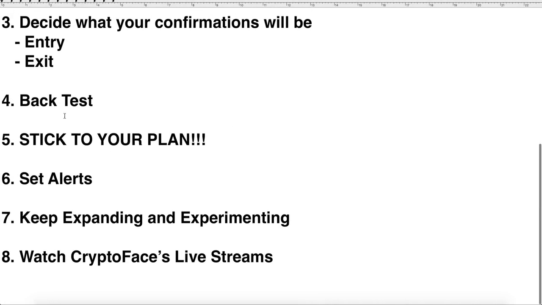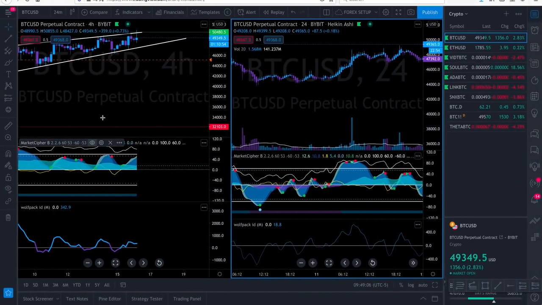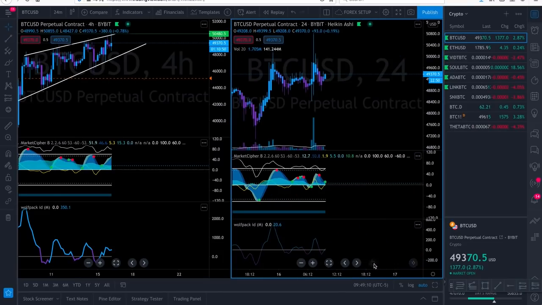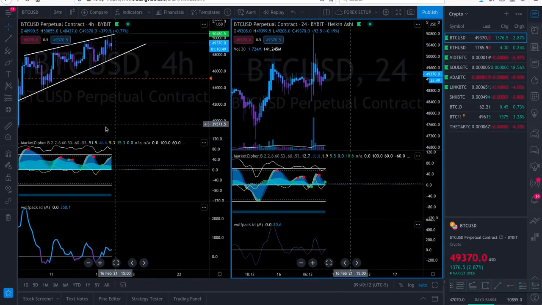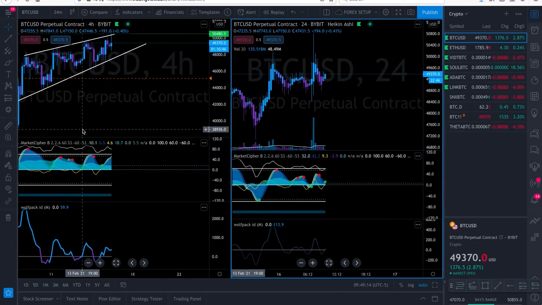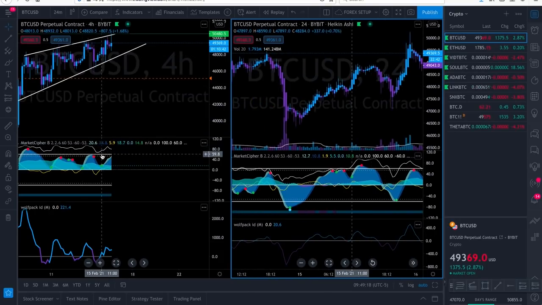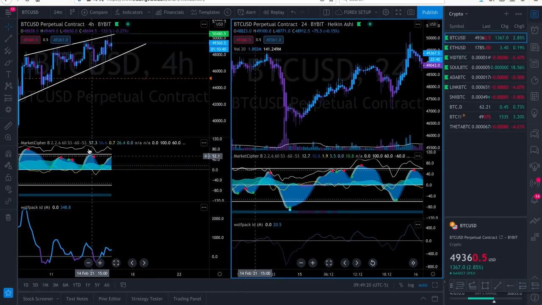Okay. Number 5, stick to your plan. This is very important. I went over it a little bit. The bottom line is you put in all this work, okay? I want to talk about something that happened to me yesterday, okay? There was a green trigger wave that printed on the 4 hour. I had been waiting for this trigger wave to print.